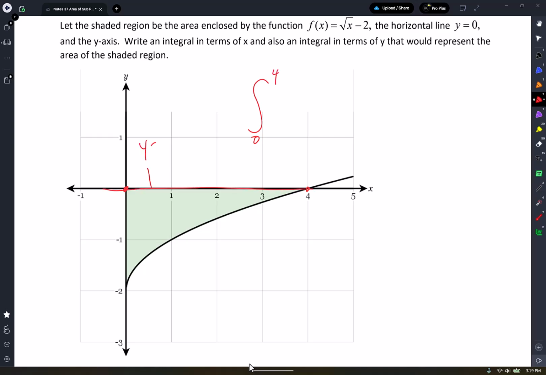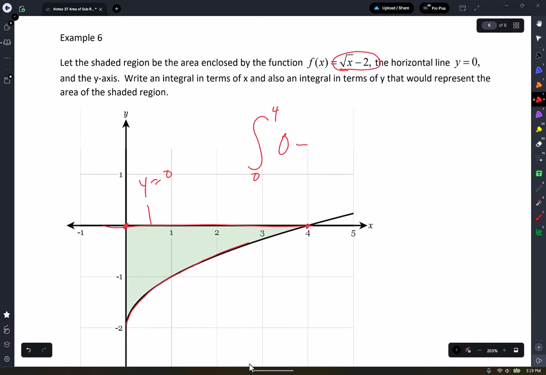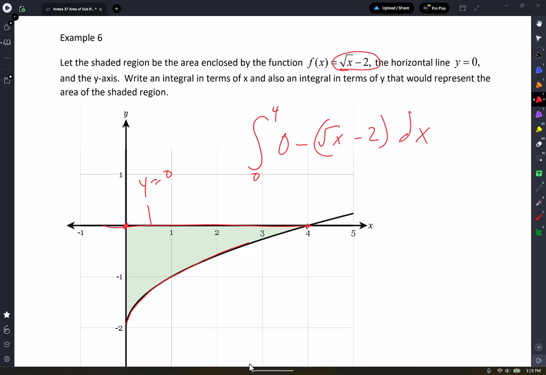So that x-axis is y equals 0. So you're going to say 0 minus, and what curve is this? F of x. But I'm going to go ahead and write the expression. So minus square root of x minus 2. Notice I put it in parentheses, dx. If you distribute the negative, that would be integral 0 to 4, negative square root of x plus 2 dx.